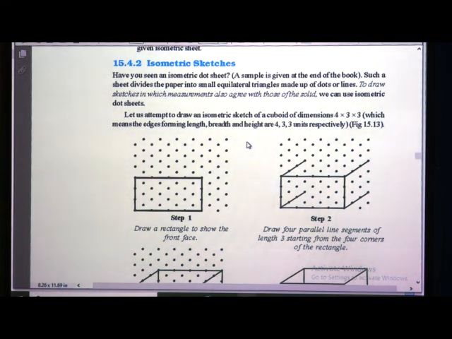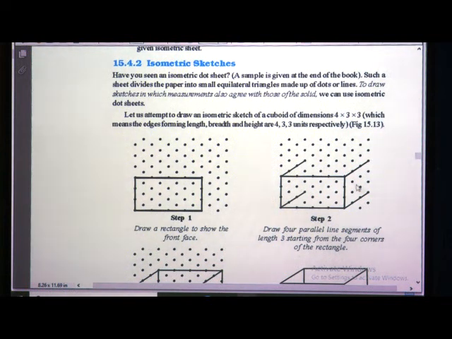In the previous video, when we had seen the oblique sketch of a cube, we had taken 3 multiplied by 3 multiplied by 3, meaning the length, breadth and height were similar. So, we can say it is a cube. Here we are having different measures for length, breadth and height. So, we will have a rectangular shape, that is nothing but a cuboid. So, we will try to draw a cuboid on this isometric sketch paper.